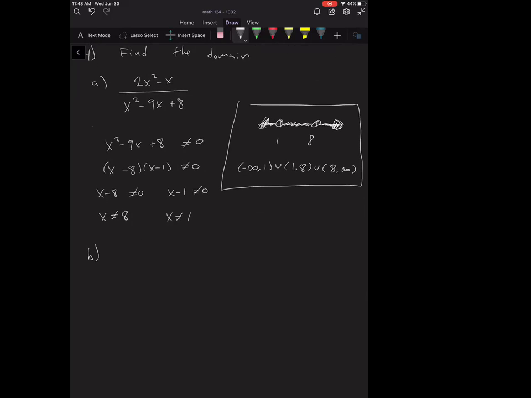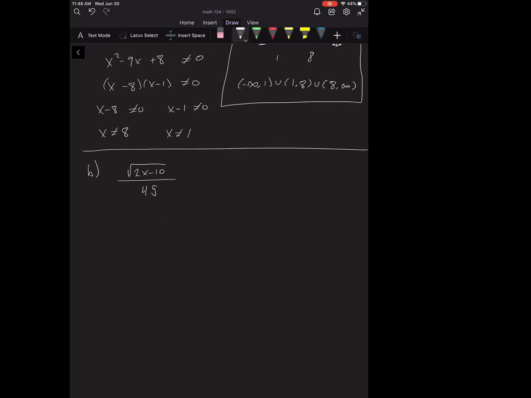All right, b, we have the square root of 2x minus 10, divided by 45. So again, with domain, are there fractions and are there square roots? So in this problem, we do have a fraction, but the bottom of the fraction is just the number 45. So that's never going to be equal to 0. The only time we have a problem with fractions is if the bottom is going to be 0, but the bottom of this fraction is always 45. So there's really nothing to do with that. So all we have to worry about is the square root.